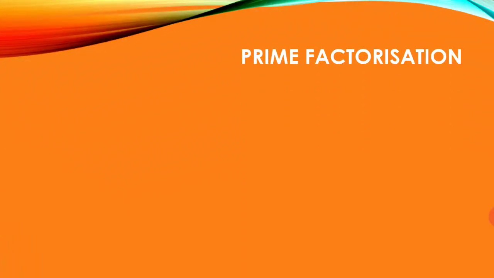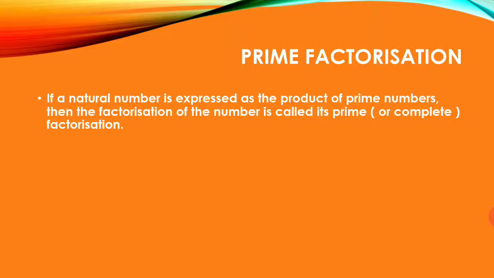Now first is prime factorization. If a natural number is expressed as the product of prime numbers, then the factorization of the number is called its prime or complete factorization. First method to find prime factors is by factor tree method.